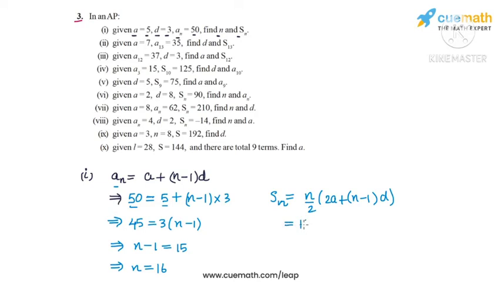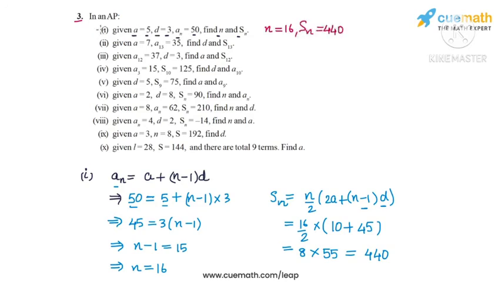So we will get 16 by 2 into 2a. So a is 5, so 2a is 10, plus n is 16, so n minus 1 is 15. 15 into d is 3, so that's 15 into 3 is 45. So this is what we get, 16 by 2 into 10 plus 45, or 8 into 55. And 8 into 55 is 440. So the answer to part 1 is that n is equal to 16 and Sn is equal to 440. So that completes part 1.